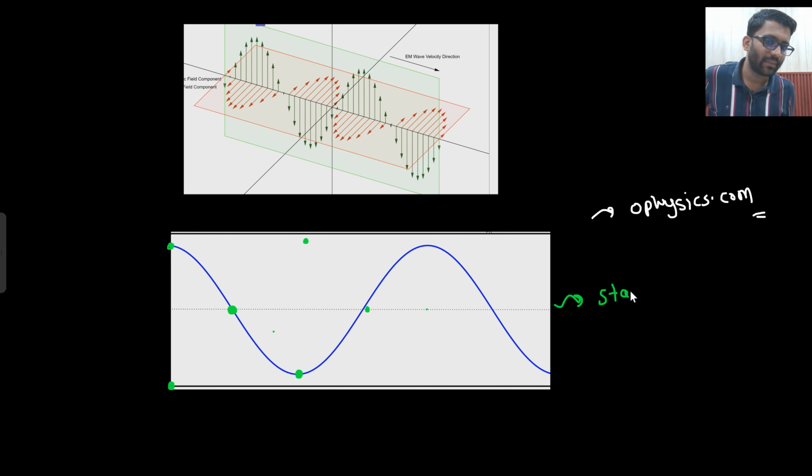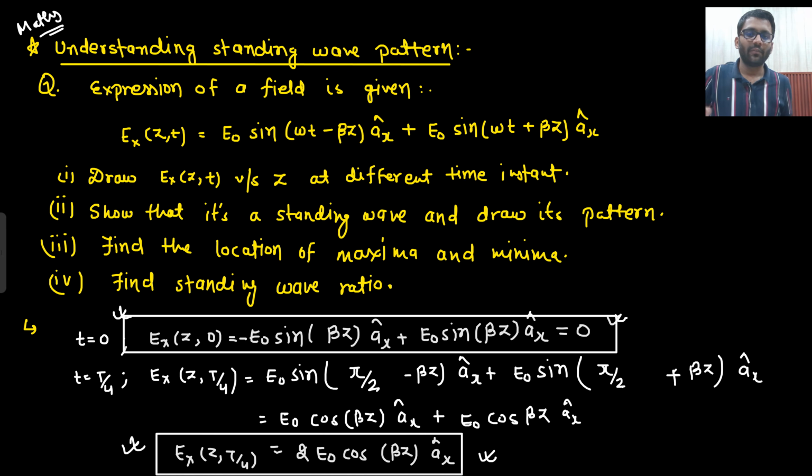It feels like this wave is standing only. This wave is not moving. This is standing wave and this is traveling wave. And how did we get the standing wave? We superimposed a forward traveling wave and a backward traveling wave.